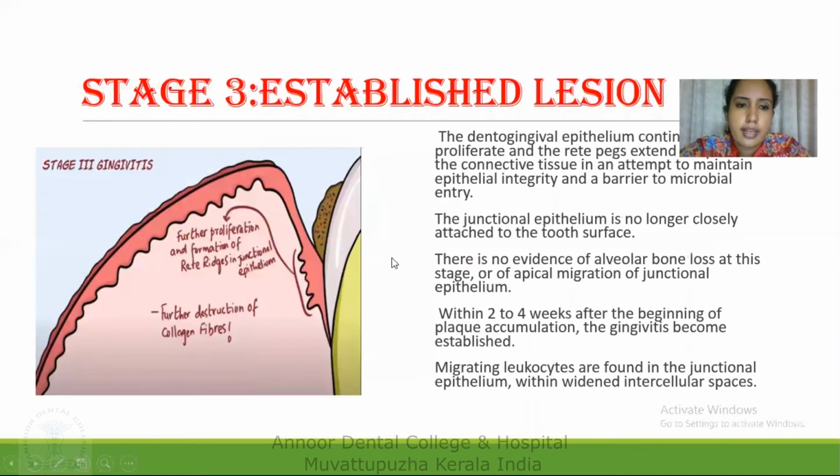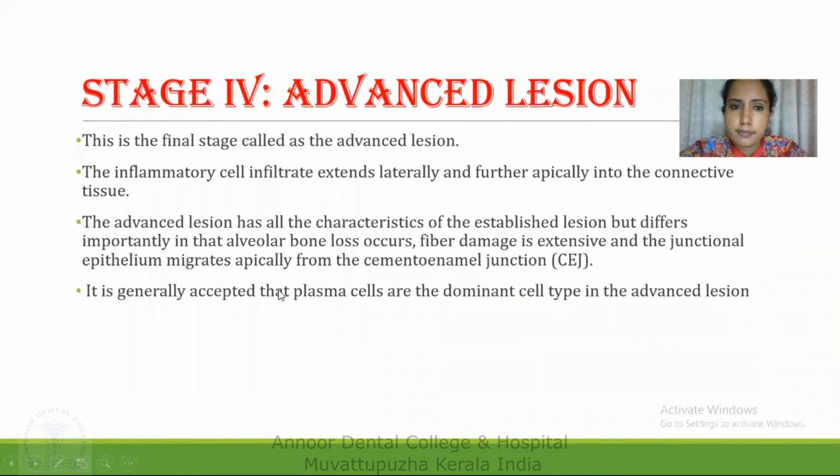Then, in the established lesion, there is further proliferation and formation of rete ridges in the junctional epithelium, and there is further destruction of the collagen fibers. Now coming on to the next stage, the last stage, that is the advanced lesion. So, this is the final stage, and the inflammatory cell infiltrate extends laterally and further apically into the connective tissue.